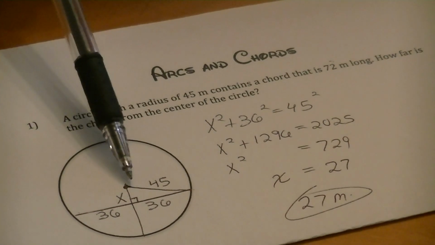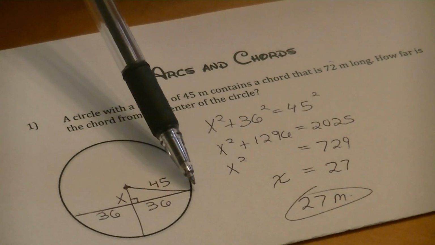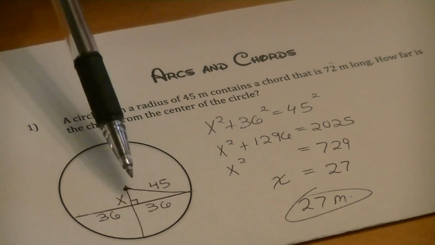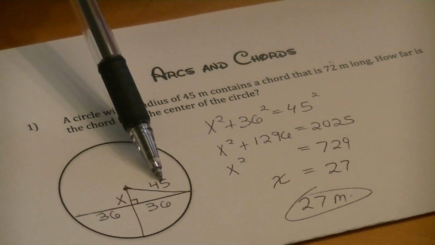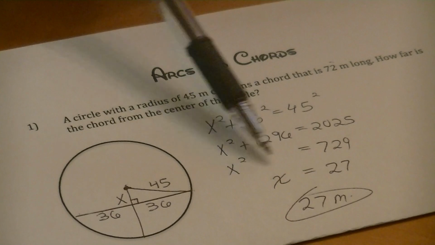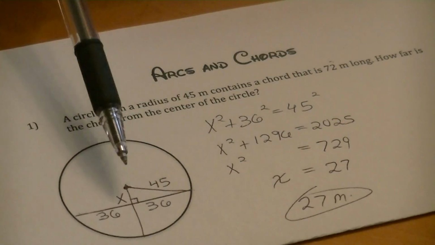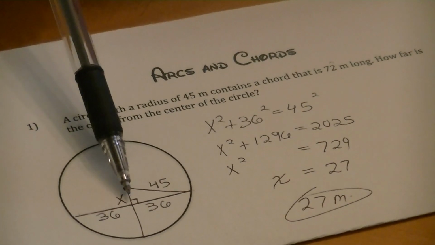I also drew another convenient radius here to form a right triangle, and that allows me to use the Pythagorean theorem, x squared plus 36 squared equals 45 squared. And if you go through your algebra, it comes out to be 27. This is what the question is asking for.